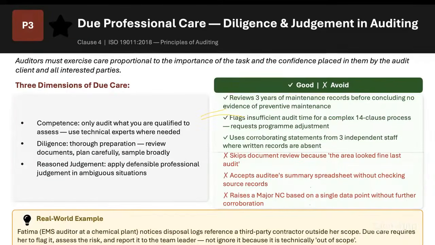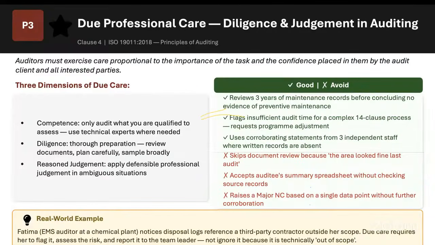Now, the third one is reasoned judgment. Apply defensible professional judgment in ambiguous situations. There is what we refer to as professional judgment. We are given that chance to judge things professionally. Oh, based on my experience, based on what I have seen in other systems, this is how this is supposed to look like.